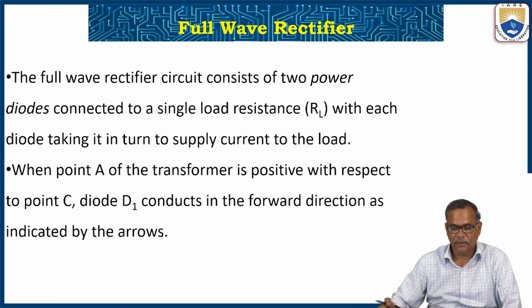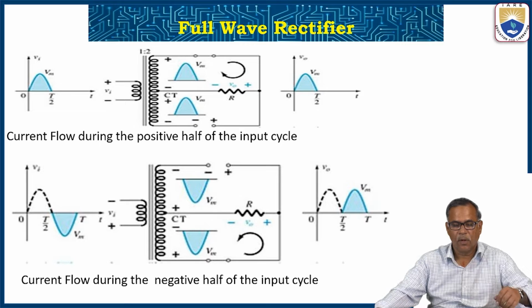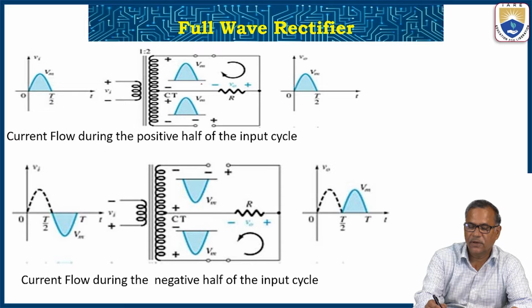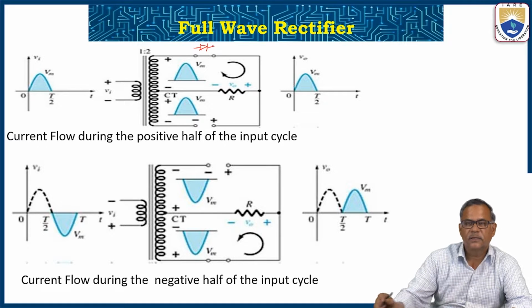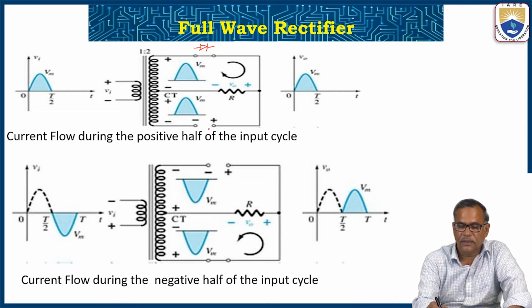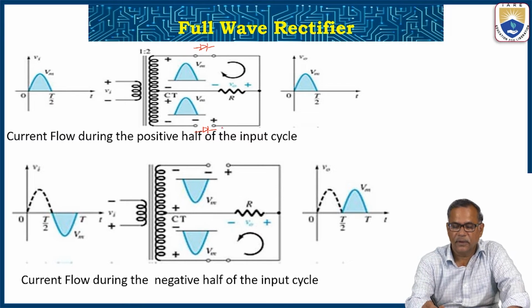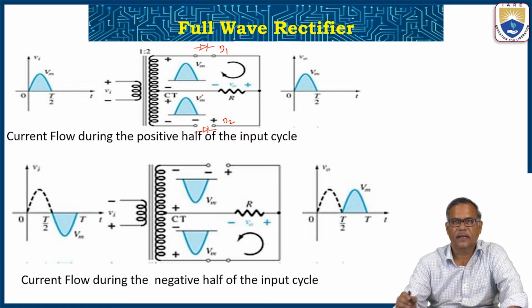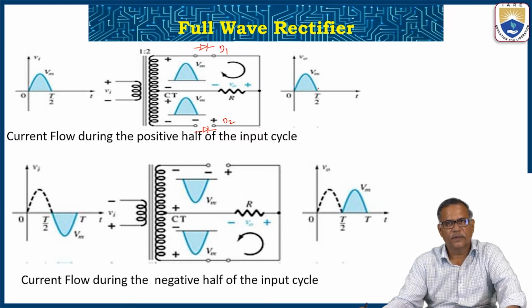Let us see here once again. During the positive half cycle, we get a positive wave here and a positive wave here. Diode D1 conducts during this positive half cycle, and diode D2 does not conduct, because D2 is reverse biased and D1 is forward biased. So the current flows through the resistor in this direction, and we get an output this way.